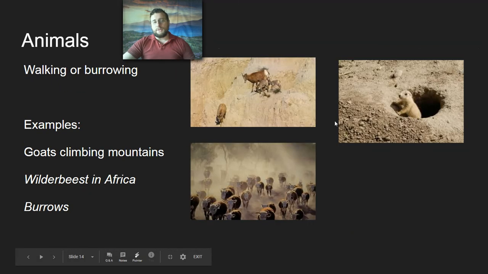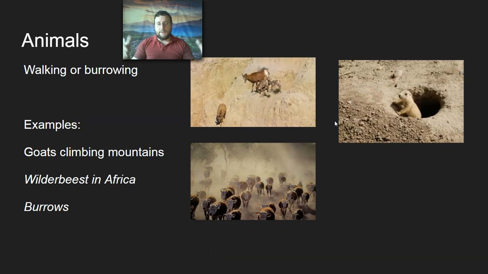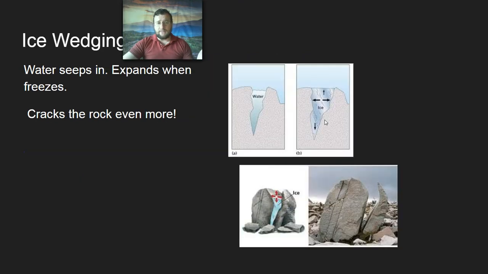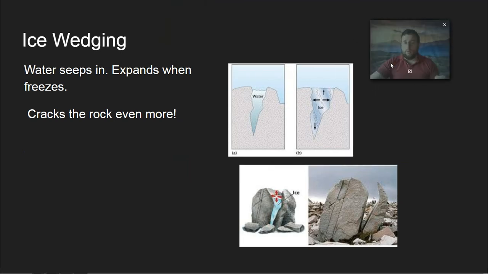Another type of erosion is animals, where they walk around, they burrow, they pee, and all these kinds of actions will kick up soil, will actually cause changes in the soil, cause landslides, things like that. Ice wedging is when water seeps between the rock and it expands when it freezes, because that's what water does when it freezes, and then pushes the rock apart, cracking it even more.